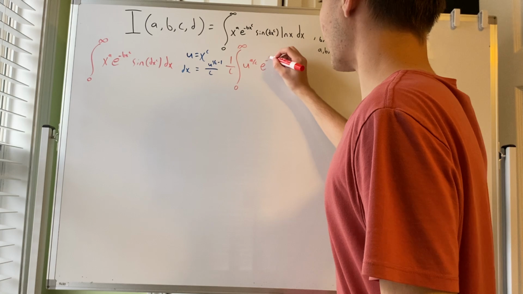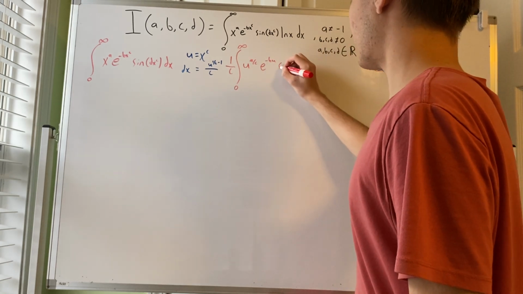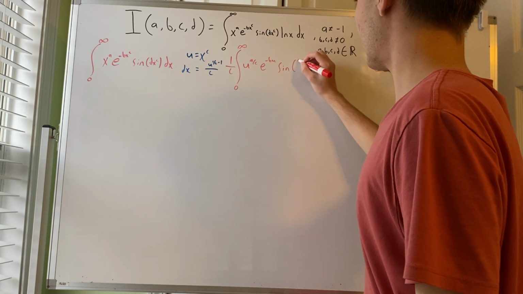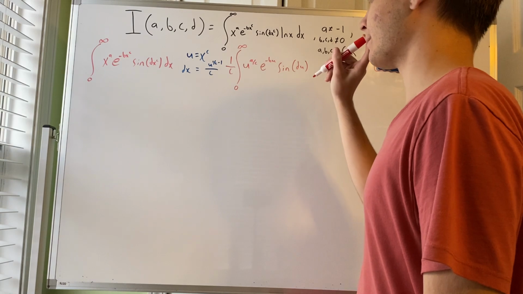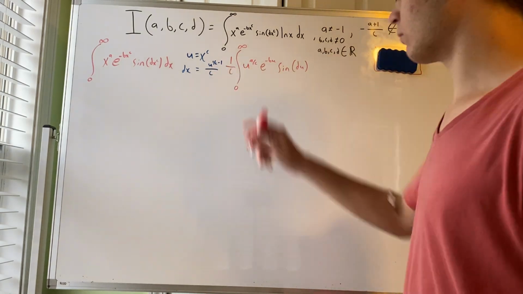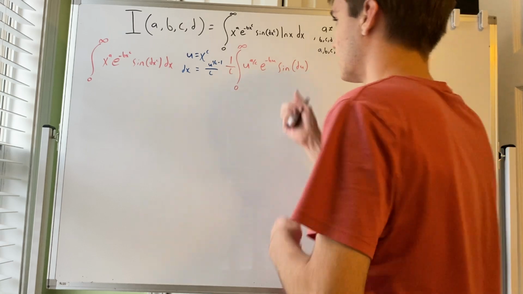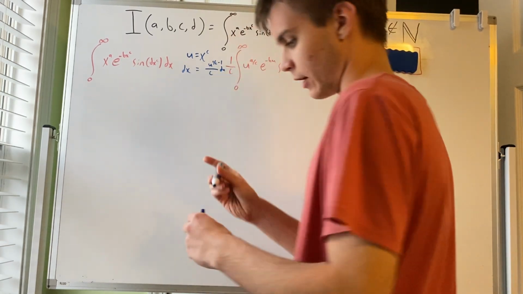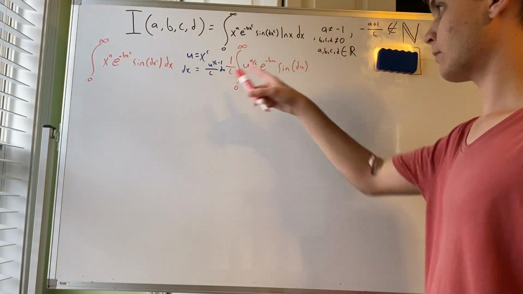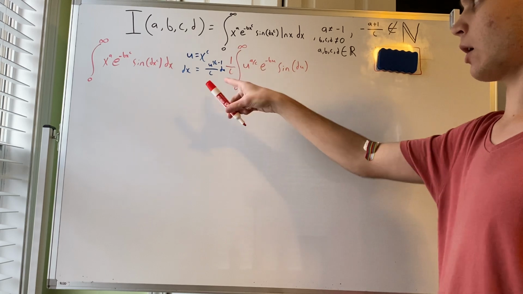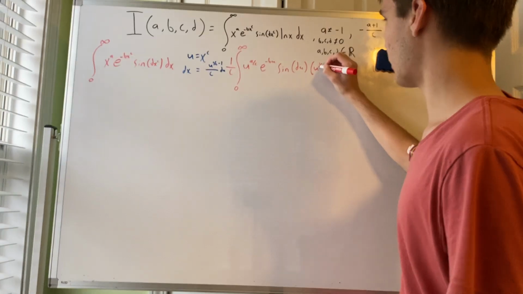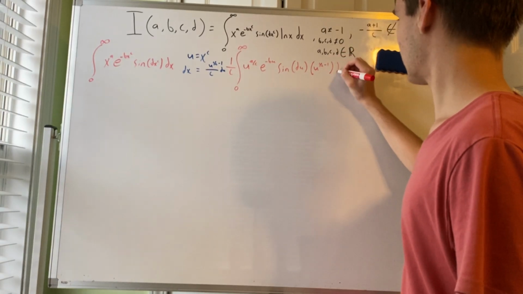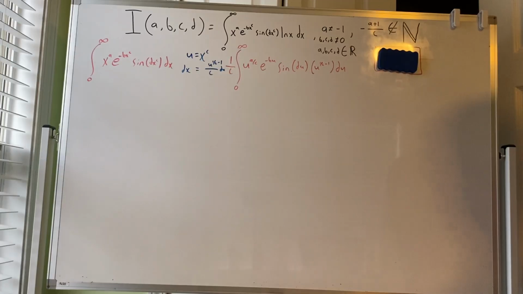Anyway, so that's what our x to the a turns into. Then we have e to the minus b u. And then we have sine of du. Not sine of an infinitesimal. There we go, knew I was forgetting something. Okay, so then our du is going to have that 1 over c attached to it, which we already dealt with. But now we're just going to have to stick in a u to the 1 over c minus 1 du. Okay, so that's what we have now.